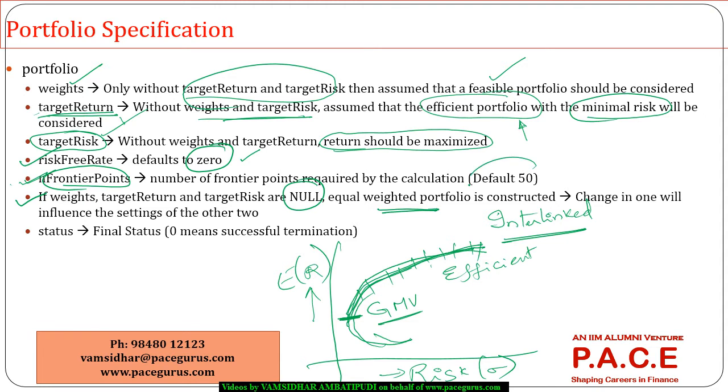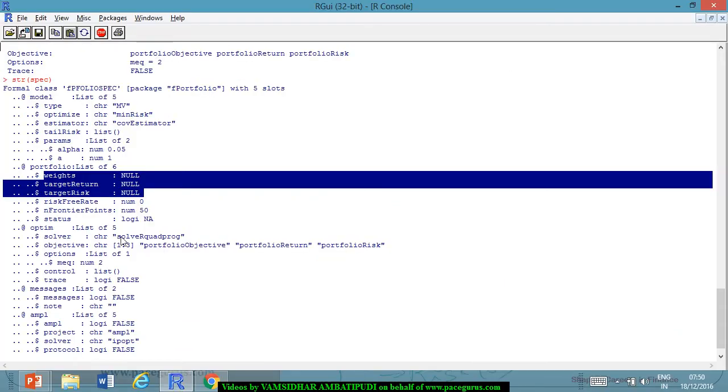So the default is 50, but I can very well change the number of portfolio frontier points as well, which will tell you for different levels of risk, different kinds of expected returns that can be obtained from this particular portfolio. And finally, we also have a status.